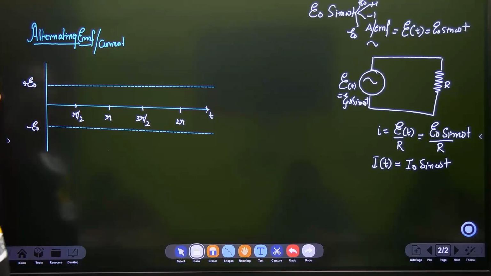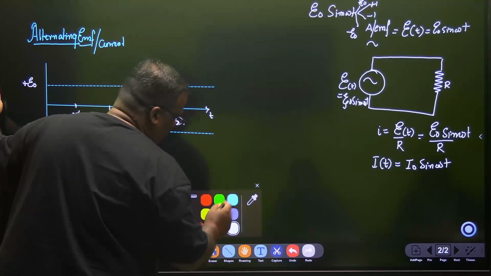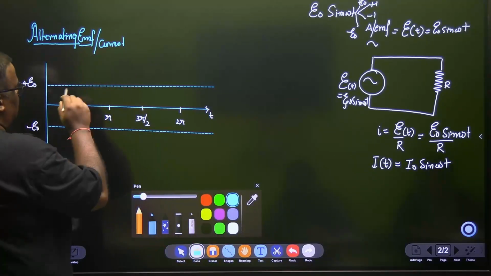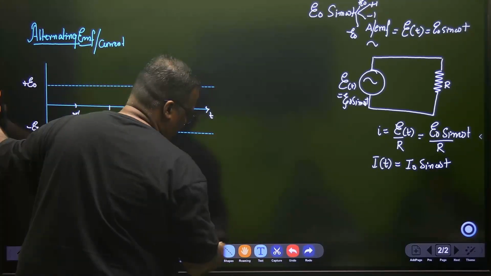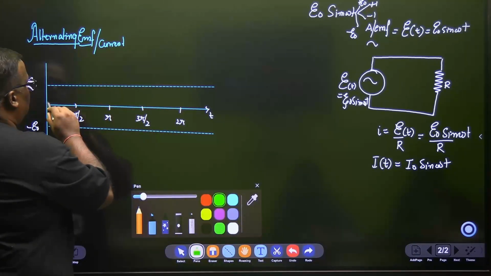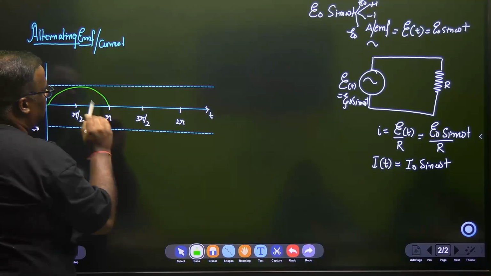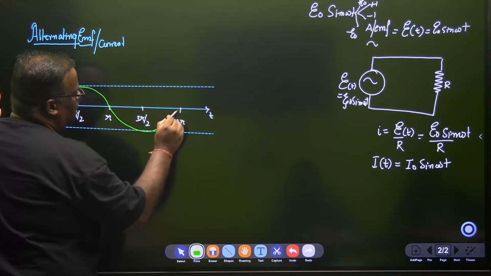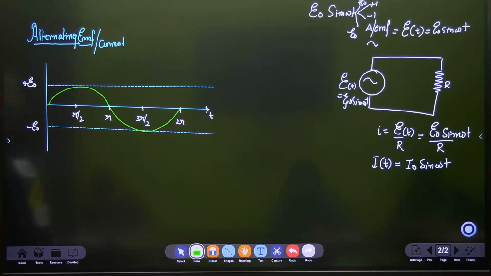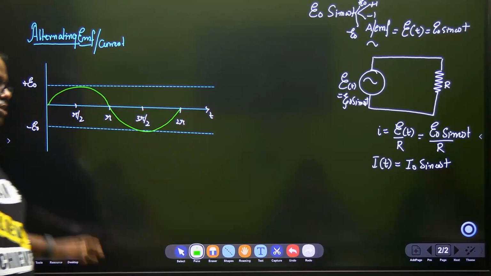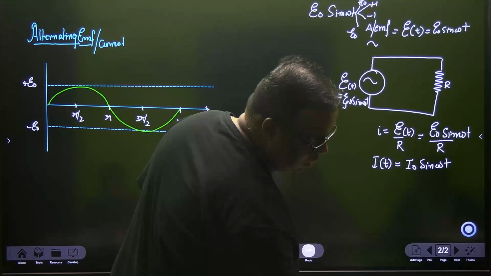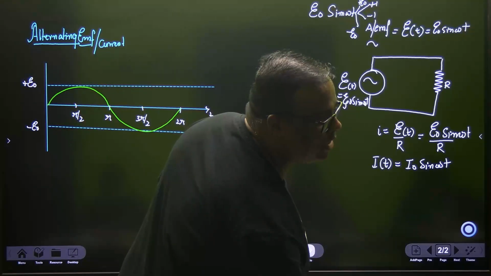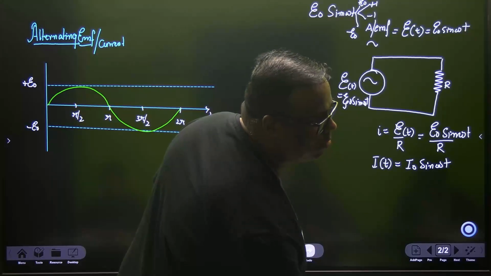Agreed? And let's have a quick look at the voltage signal. So my voltage signal goes in this manner. I get a peak here, and then I get a trough here. Fine. We will revisit these things again. I'm just trying to bring your attention to this so that you get a fair bit of idea about what this thing is all about.